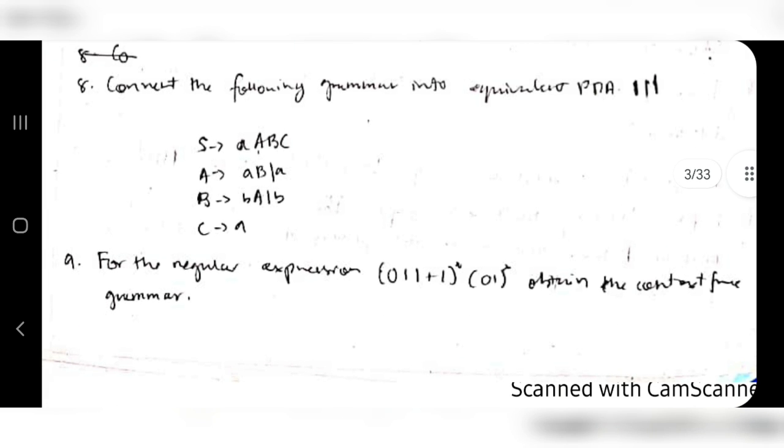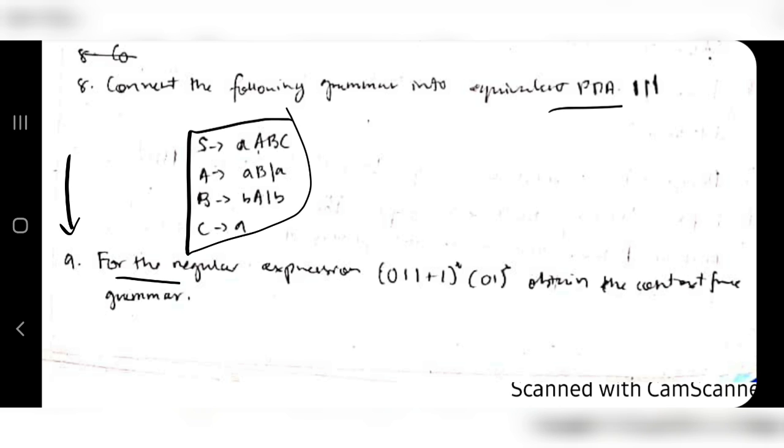And convert the following into equivalent PDA. The same question we have done in the examples, and for the regular expression 01 plus 1 star 01 star obtain the context free grammar. Okay, so here what we have to do is this repeated n number of times, so we'll be considering each case one by one, and then we'll be forming the trees.